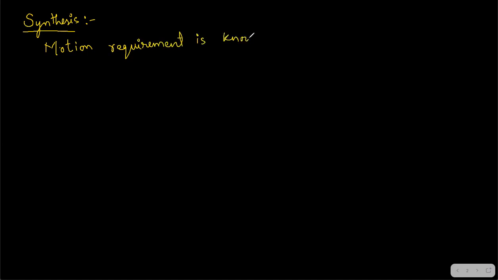Now we are coming into the topic of synthesis. What is synthesis? In the very first chapter, I explained what synthesis is. Even now we are going to discuss it, okay? I'll be giving you a summary. Synthesis means the motion requirement is known, okay? And we need to produce the surface for the cam accordingly.